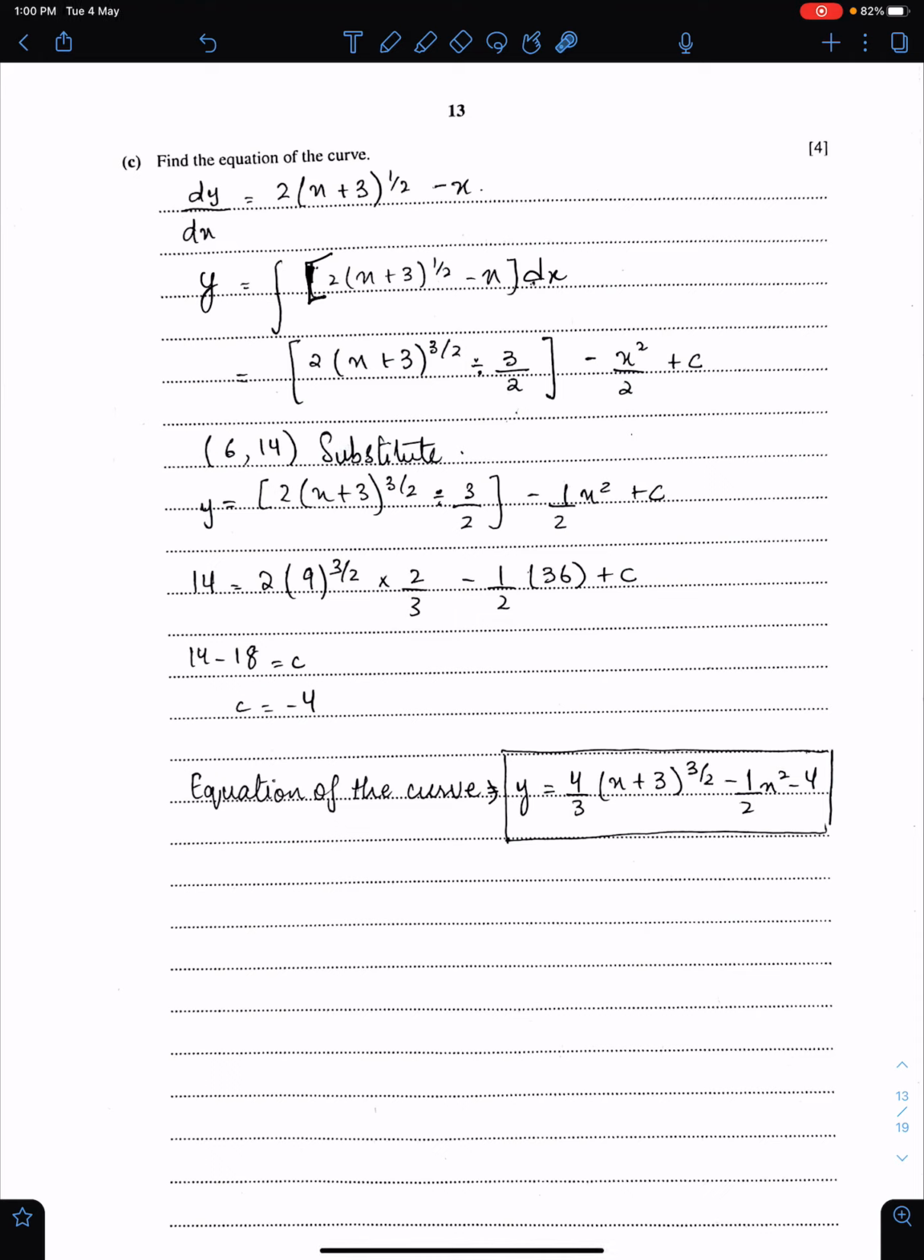Now integrate this carefully. When you integrate this function, this power will become 3 upon 2 and denominator 3 upon 2. So after cancellation, we have 2. 3 upon 2 is here. And this x will become minus x square upon 2. By substituting this point into this equation, we have c as minus 4. Finally, we have this equation. We substituted minus 4 here and got this equation. This is the required equation of the curve. You must be good at integration.